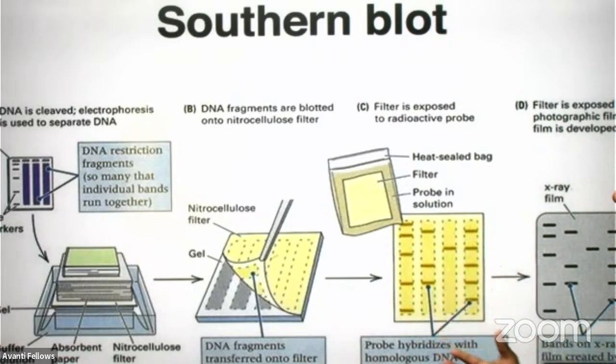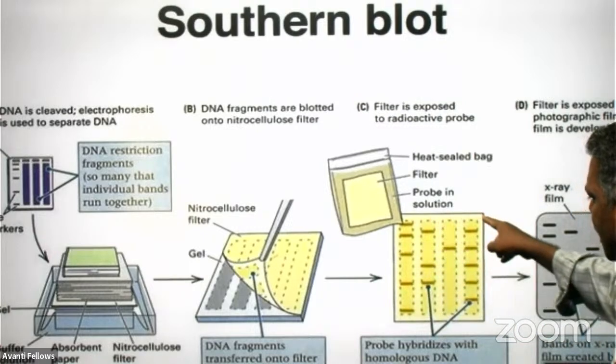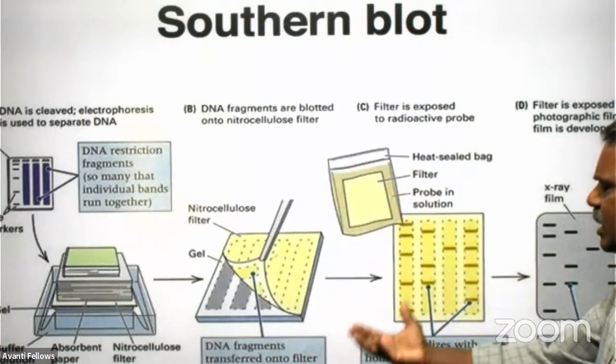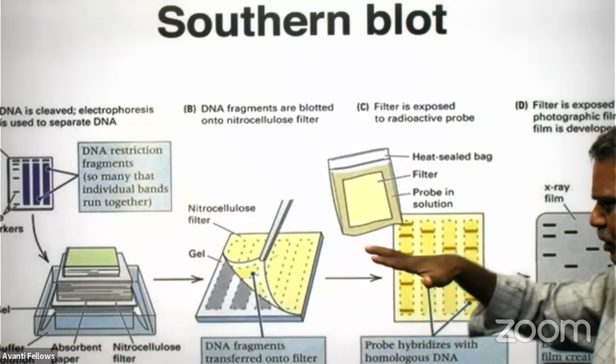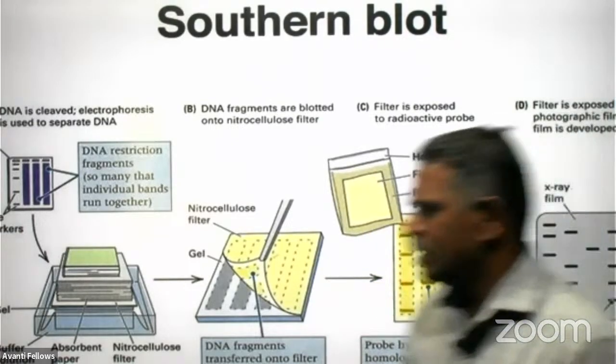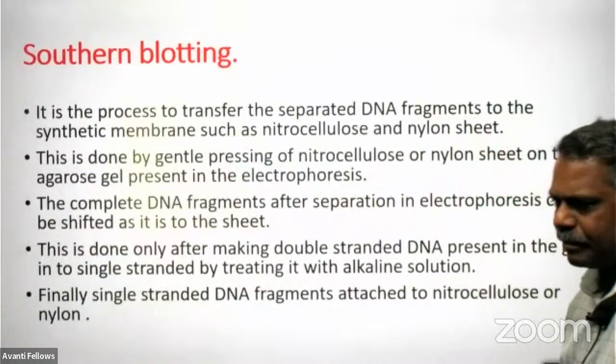We just blot the separated DNA on the nitrocellulose sheet. So these are all single-stranded DNA, taken from the agarose gel through simple gentle pressing. And this process we call the Southern blotting.